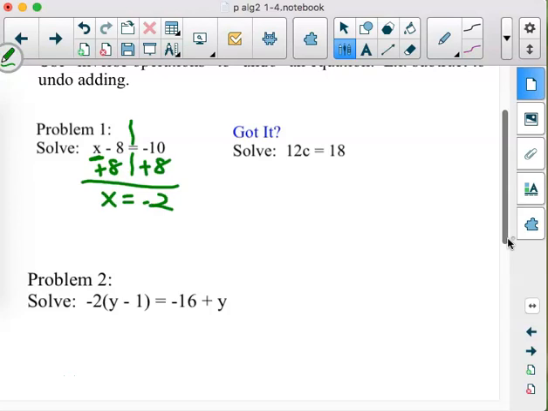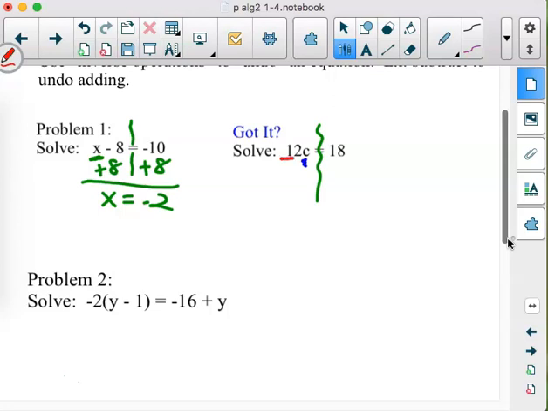And there's my answer. X equals -2. Got it. This one, I take a look at where my variable is. I see it's right there. I notice that's where my equals is. So I'm looking at the left side of this equation, and they have 12 times c, because when a number and a variable are right next to each other in algebra, that means multiplication.